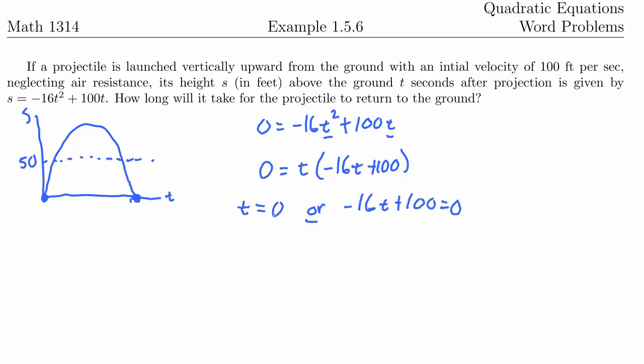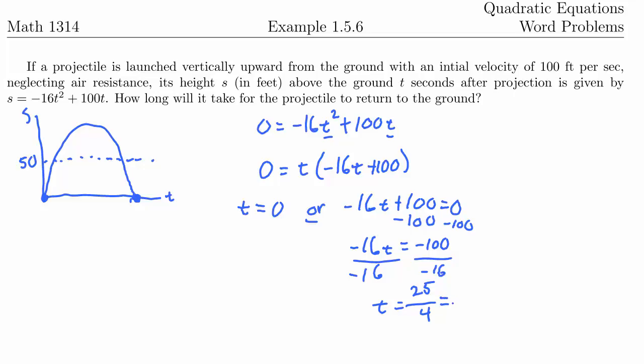Over here I'm already solved. Over here, subtract 100. So it gives me negative 16t is equal to negative 100, and divide by negative 16. That gives me t is equal to negative 100 over negative 16, so that's a positive number. The question is, what's in common between the two? Well, the greatest common factor between the two is 4. So 100 divided by 4 is 25, and 16 divided by 4 is 4.